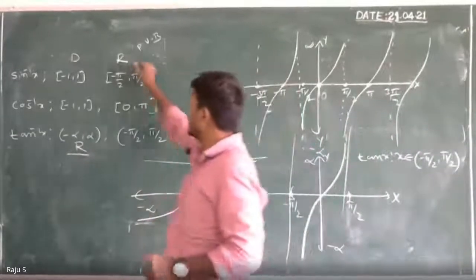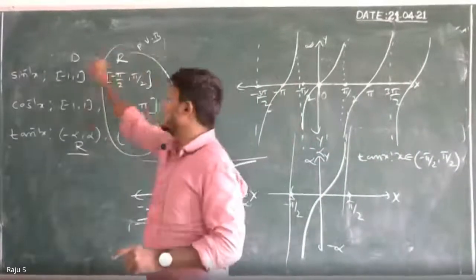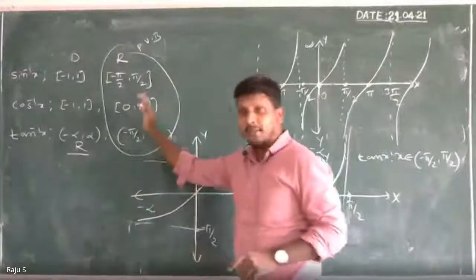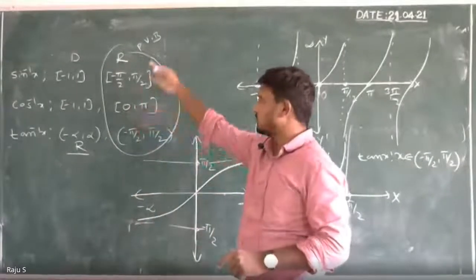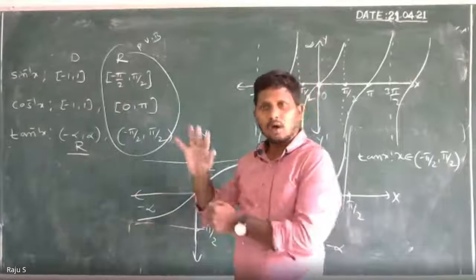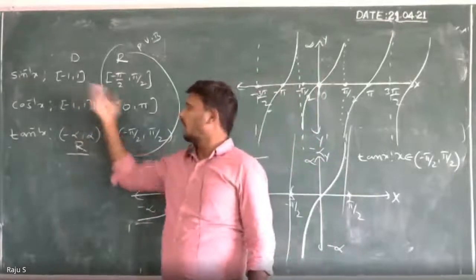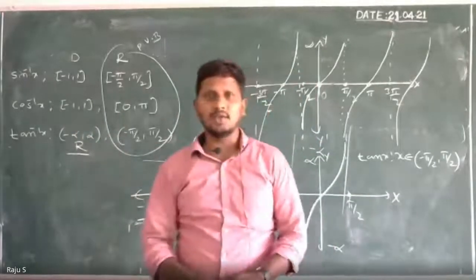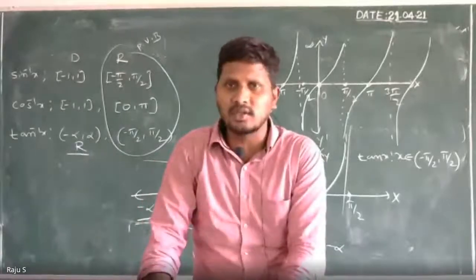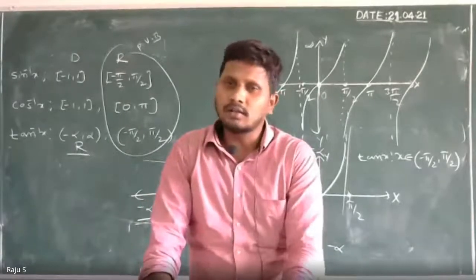So you should remember this principal value branch as well as the domain. Many questions are asked on this. This principal value branch: the input is this, what is the output? In the same way, you can check the secant inverse, cosecant inverse, and cot inverse.